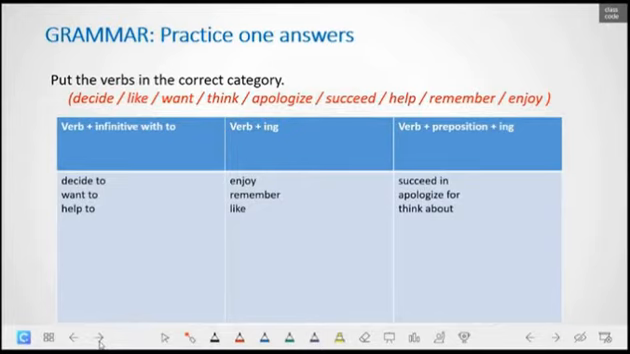The third category, we've got the verb plus preposition plus ing. So the difference with these verbs is that they have a preposition that comes after them. So for example, we have succeed, which is always followed by in.